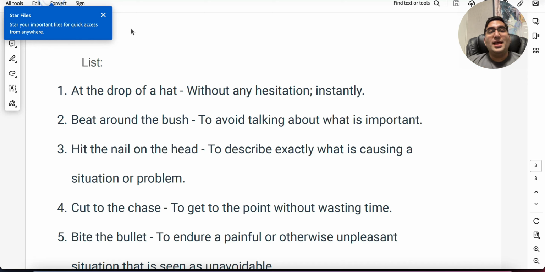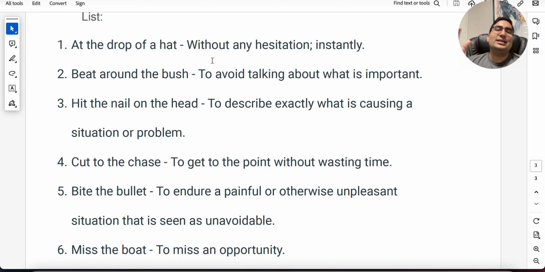The first one is at the drop of a hat. That means without any hesitation, instantly. I have picked these to make sure you can use them. So I'll tell you the situations where in writing and speaking you can use these. These are the advanced ones. They're not the simple ones like a piece of cake. So they're unique, advanced, and you can actually use them in your descriptions. So the drop of a hat means without any hesitation or instantly.